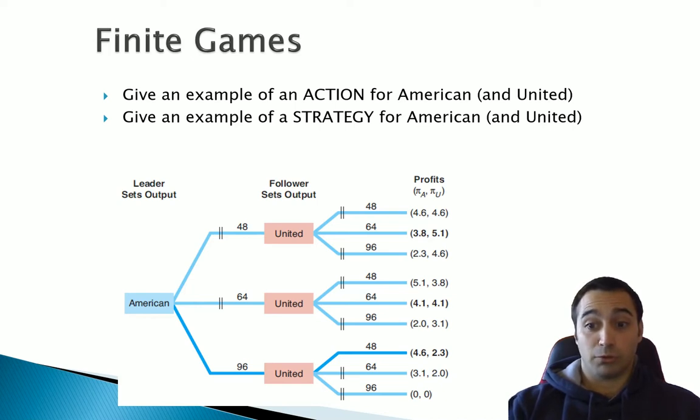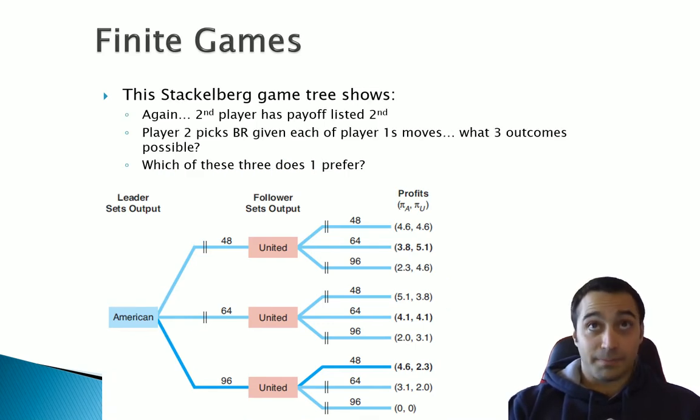So again, just to be painfully clear, make sure when you're defining a strategy that you name the action for each player at each node. American chooses one, so you only need to give one action. For United, you must tell me 3 different things that they're doing, even if they don't get to some of these actions. All right. How do you solve these?